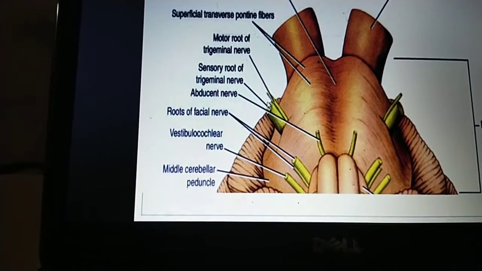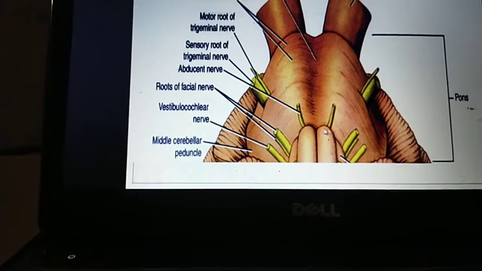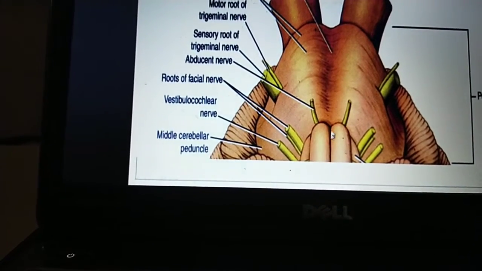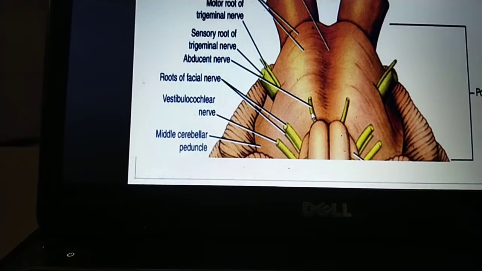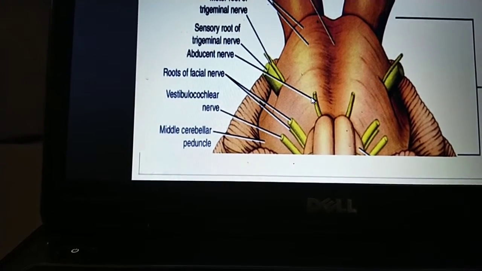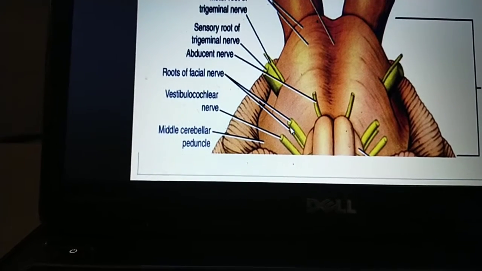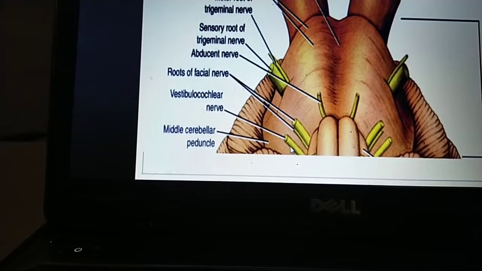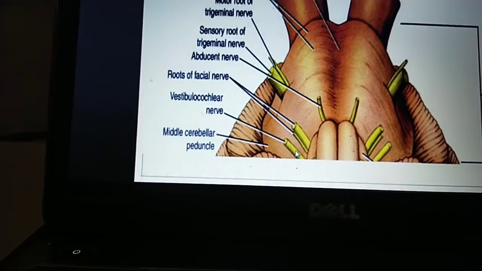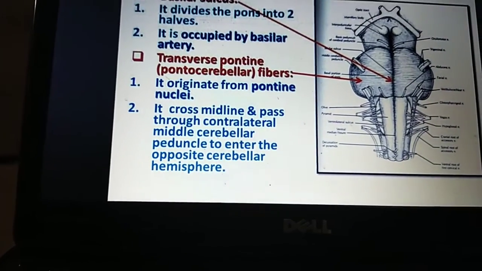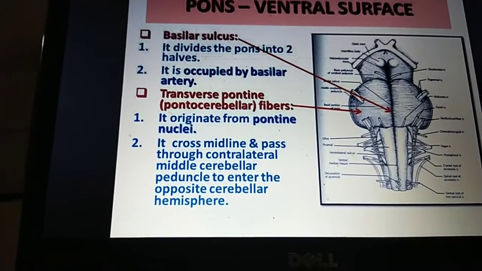You can see here these are the nerves that emerge in between the pons and the medulla oblongata. This is the abducent nerve, this is the root of the facial nerve, and this is the vestibulocochlear nerve. The ventral surface of the pons has already been discussed.